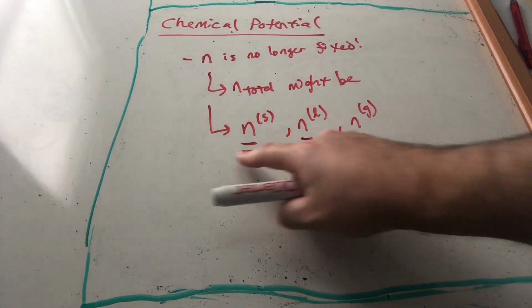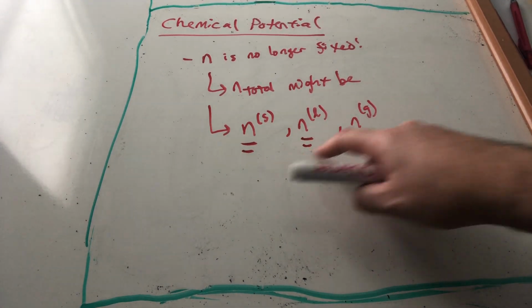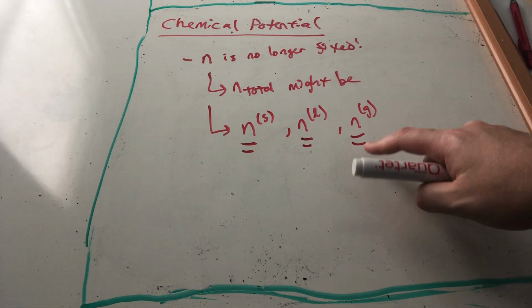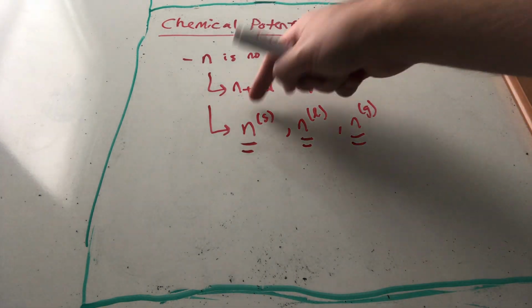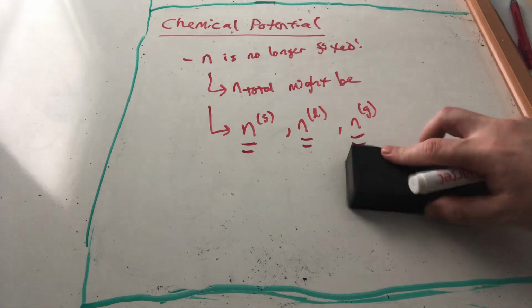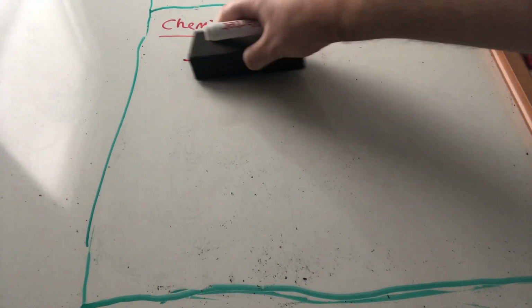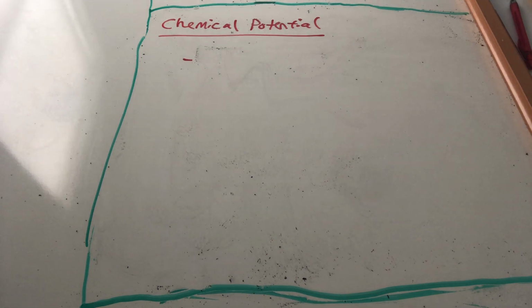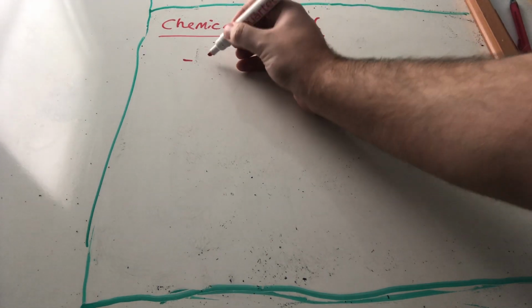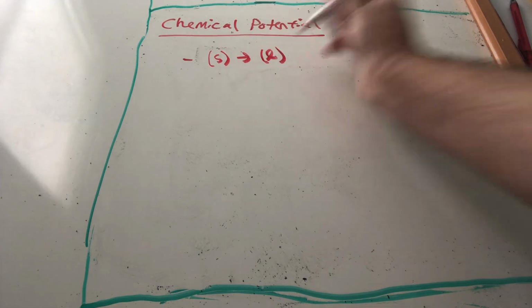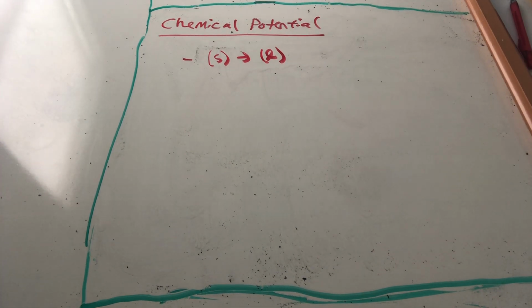But now if I'm talking about a phase transition between these states, even sublimation or deposition, these are going to change. So with that in mind, let's take, for example, a solid going to a liquid. Let's try to write G for that situation.